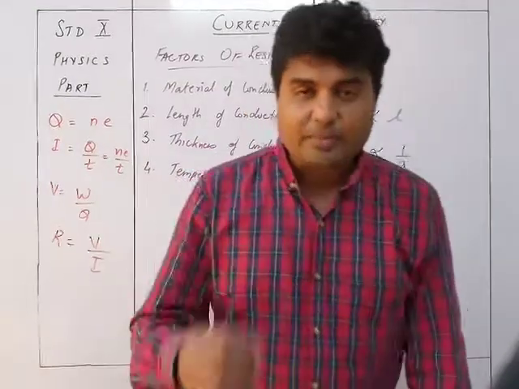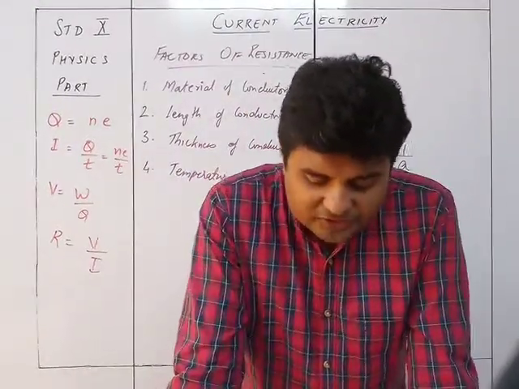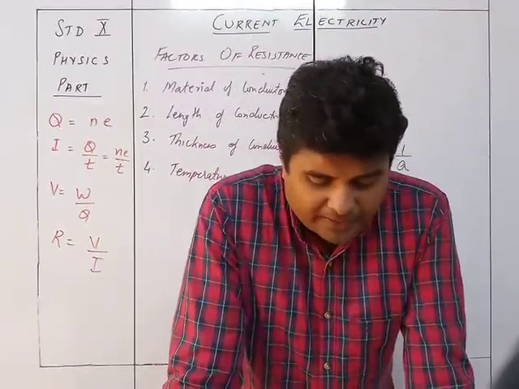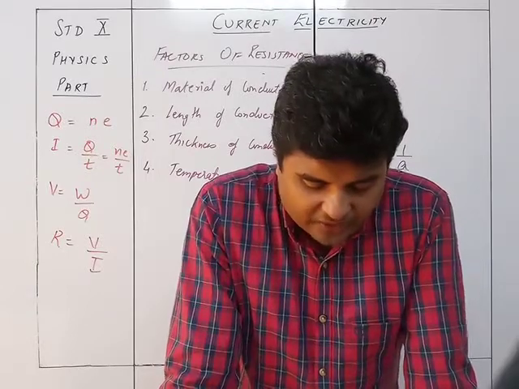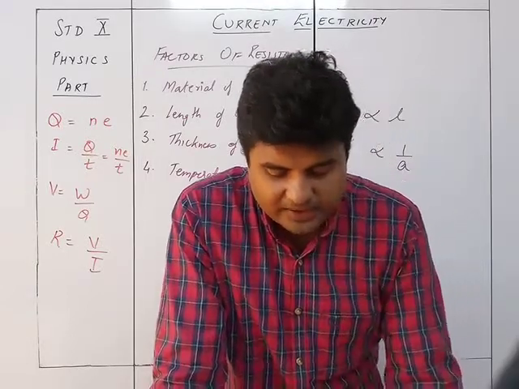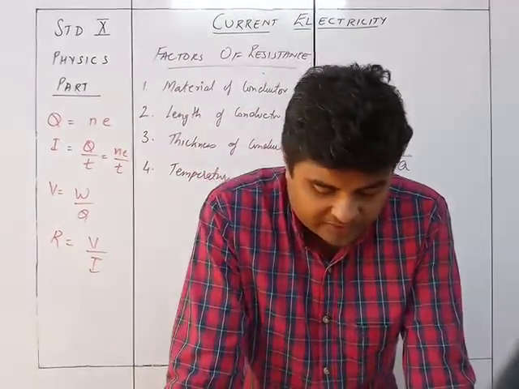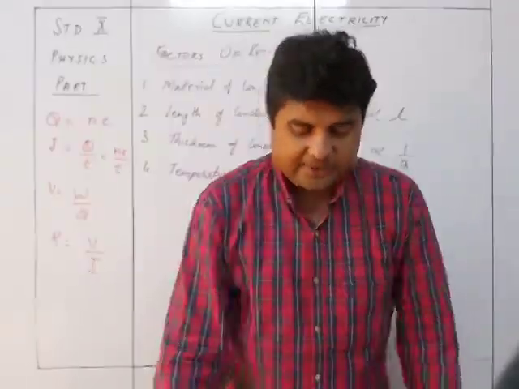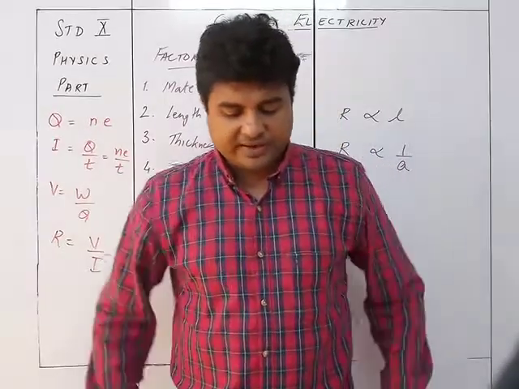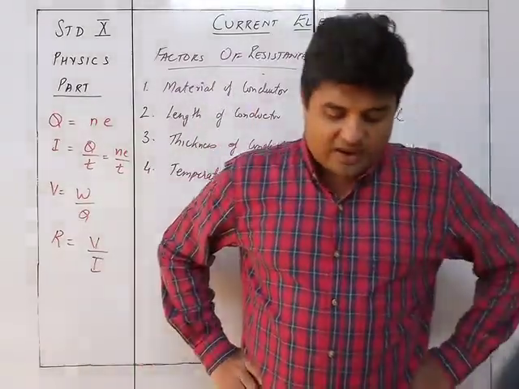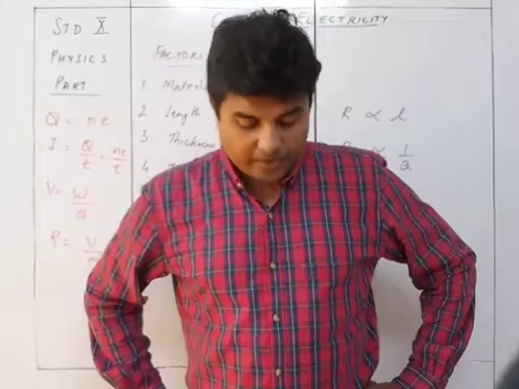So let's see one by one. Dependence on material of conductor. Different materials have different concentrations of free electrons, and therefore the resistance of the conductor depends on its material. Metals such as iron, silver, copper, aluminum, lead, etc. have the concentration of the free electrons in the decreasing order, so that identical wires offer resistance in increasing order.